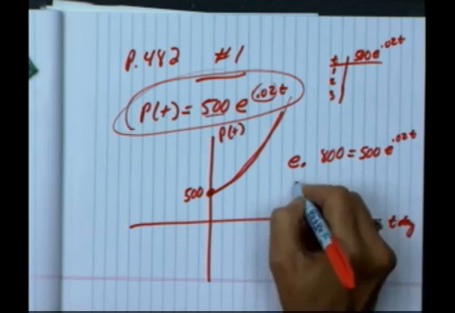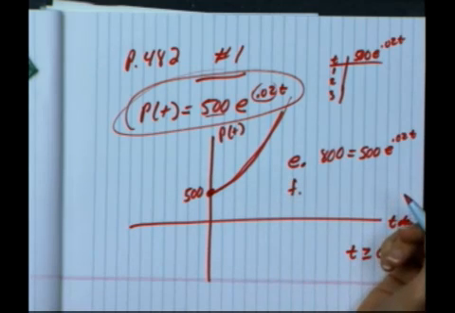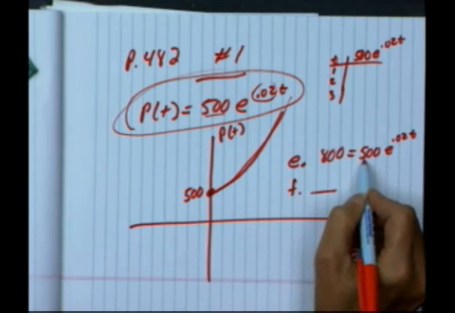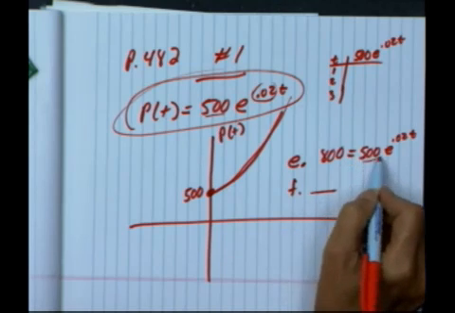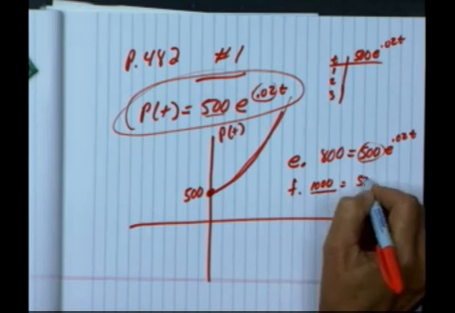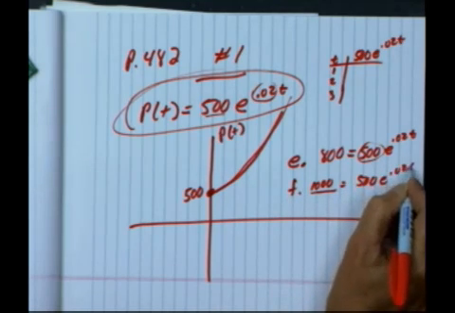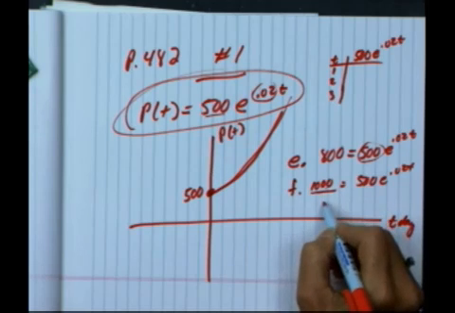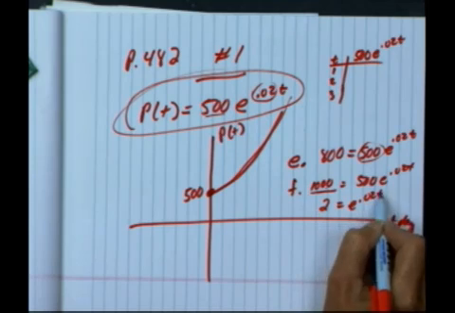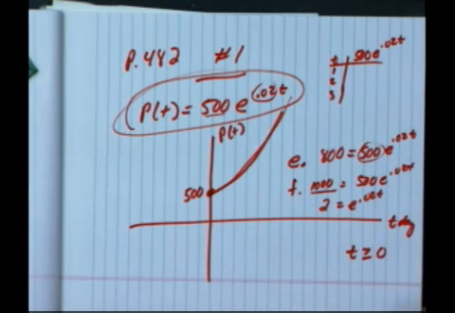Okay, F, one of our favorites now. When will it double? What are you going to put right here? 1,000, because you initially had 500. So when will this thing double? And what's going to happen when you divide by 500? You just end up with a 2 over here, equals e to the 0.02 t. And then you'll know how long it'll be in days. Be sure you're watching your units in days. How many days before your insects double?